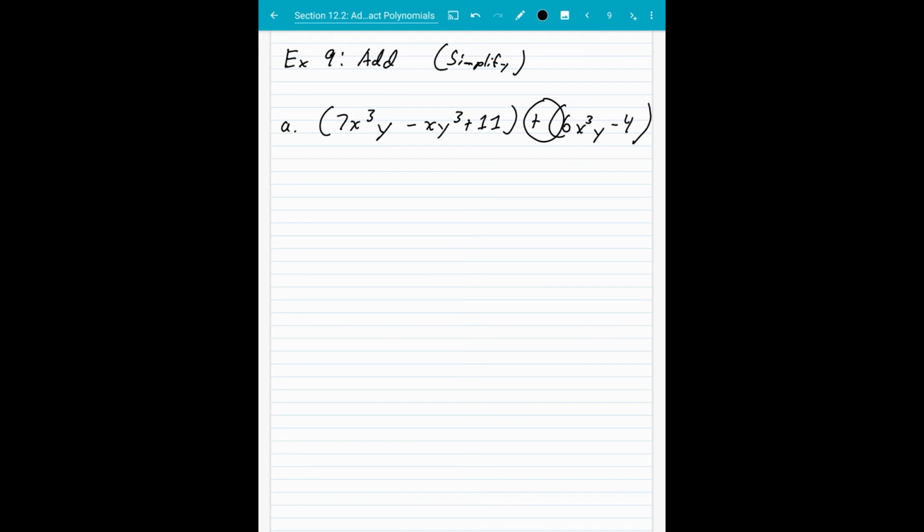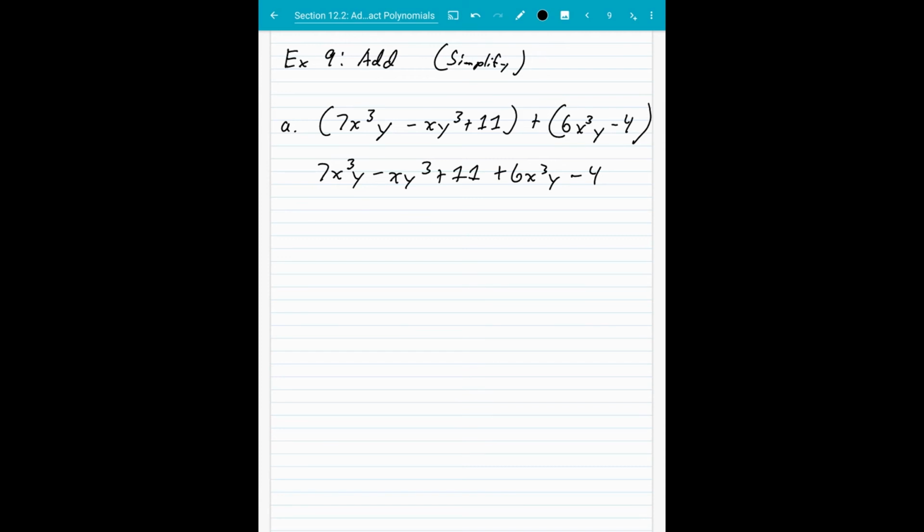if there's a plus sign and a parentheses right there, remember the associative property a long time ago said as long as everything here is adding and subtracting, the order in which we add and subtract them doesn't matter. So what I can do is just drop all of the parentheses. So this would be 7x third y minus xy third plus 11. And I'm just going to rewrite all of this. Plus 6x third y minus 4.